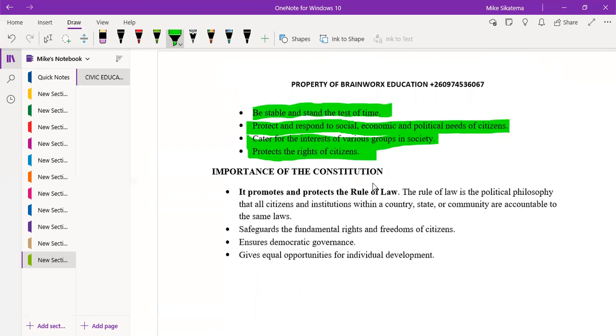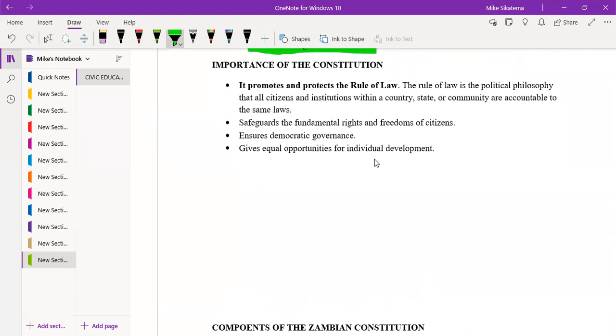So what's the importance of the constitution? You've said the characteristics of a good constitution. So what is the importance of the constitution? I referred to that one. It promotes and protects the rule of law. And the rule of law is the political philosophy that all citizens and institutions within a country, state, or community are accountable to the same laws. So in short, you can actually say no one is above the law. We are held accountable to the same laws. So that's the first importance of the constitution. It promotes and protects the rule of law.